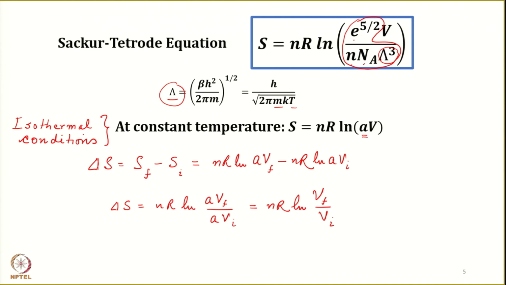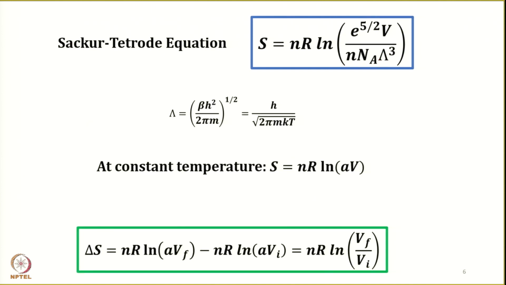We have an expression now to calculate change in entropy when a gas expands under isothermal conditions, and we have only used the statistical thermodynamics concepts over here. So this slide basically recaptures again what I have just discussed, that under constant temperature conditions S is equal to nR log A times V, and then for any change where a gas expands from V initial to V final, we have this expression delta S is equal to nR log V final over V initial. Remember that once again I am saying that we have used simply the statistical thermodynamics concepts over here.